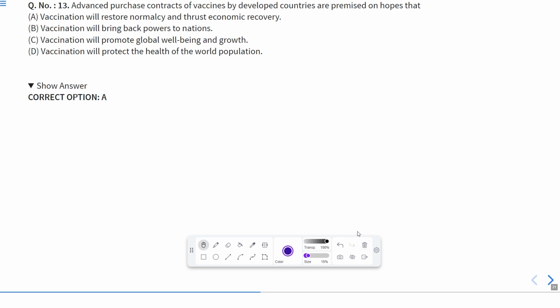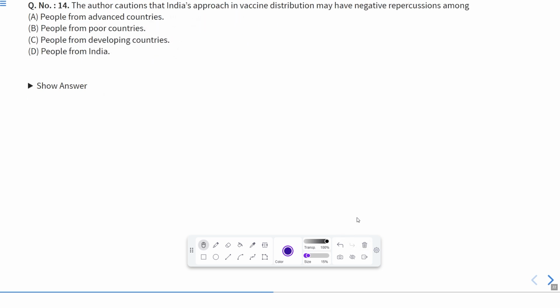Now let us move to the next question, that is question number 14. The author cautions that India's approach in vaccine distribution has negative repercussions among. Now, India's approach of exporting vaccination, this was criticized by whom? The author wants to ask this. People from advanced countries? No, actually, advanced countries were just appreciating India. Okay, or this is a step of India. People from poor countries? No, poor countries were getting vaccinations. They were also appreciating India.